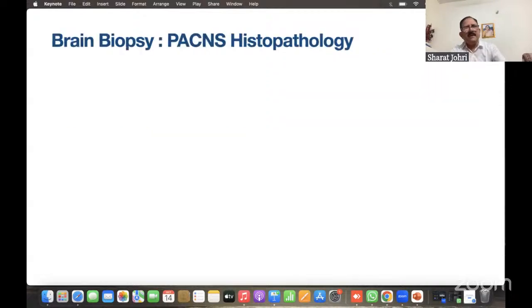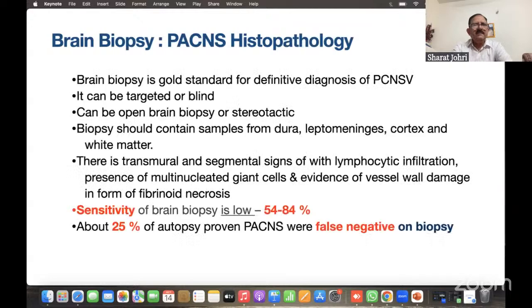But the main definitive thing is brain biopsy or histopathology. The brain biopsy remains the gold standard for definitive diagnosis of primary CNS vasculitis. It can be targeted, when we find an abnormality on MRI and target that area, or it can be blind, meaning you can do it at any other accessible site. It can be an open brain biopsy, or it can be stereotactic also. And this biopsy should contain samples from dura, leptomeninges, cortex, and also white matter.